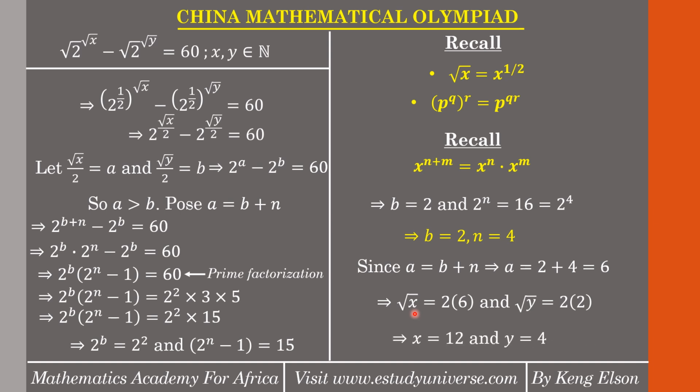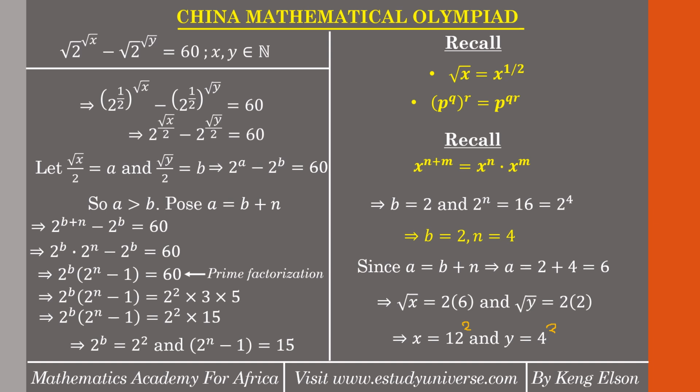So x will be equal to 144. Sorry, x is equal to 144, and not 12. And then y is equal to, we have to square 4 to have 16. So the final answer is x is equal to 144. I'm sorry for the mistake, and y is equal to 16, or we can just say x is equal to 12 squared and y is equal to 4 squared.